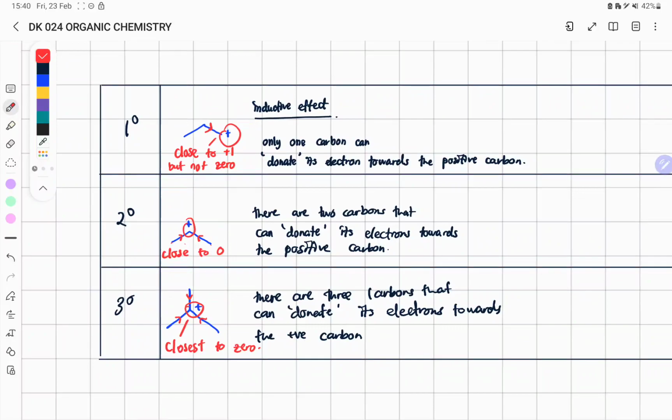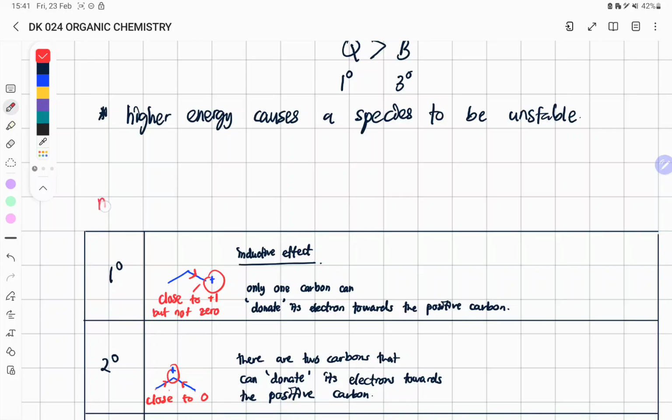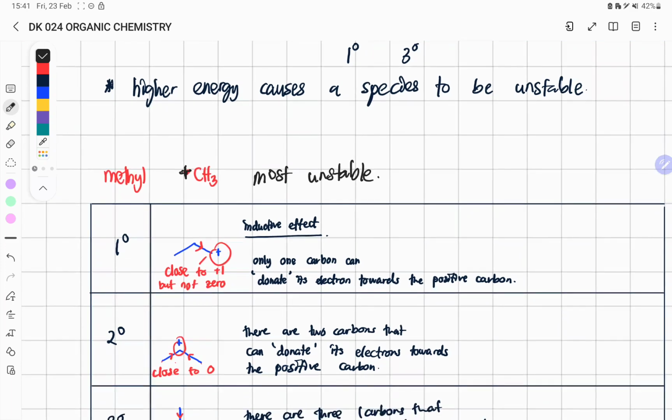Apa lagi satu yang ada nama? Methyl. Okay, methyl ataupun methyl carbocation. Another one will be methyl. Methyl paling tak stable. Okay, most unstable. And in fact, methyl ni, it is very unstable that kamu tak boleh hasilkan pun. You cannot produce it. Methyl carbocation. Sorry, ada positive charge. Okay, you can't produce it. It is too unstable. Even primary pun sangatlah susah untuk dihasilkan.